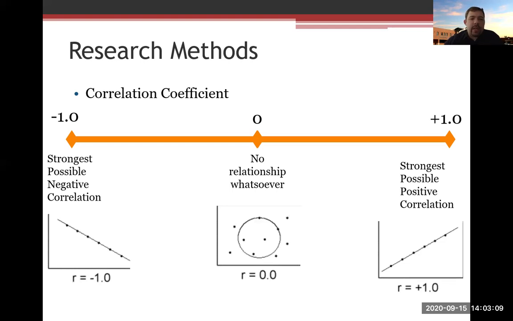So as you can see on both of these lines at the bottom, if we start with a +1, every single dot lines up perfectly. We call that a perfect relationship. So for every time variable 1 moves up 1 notch, variable 2 is going to move up the same amount.